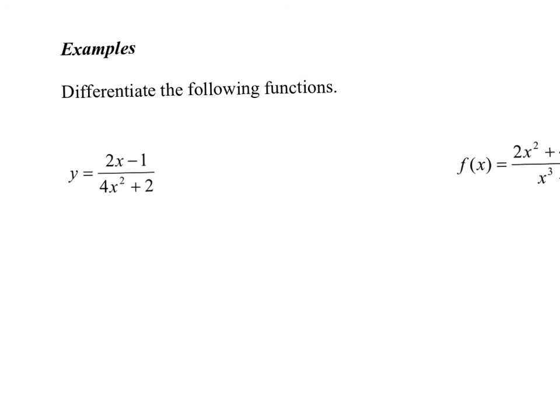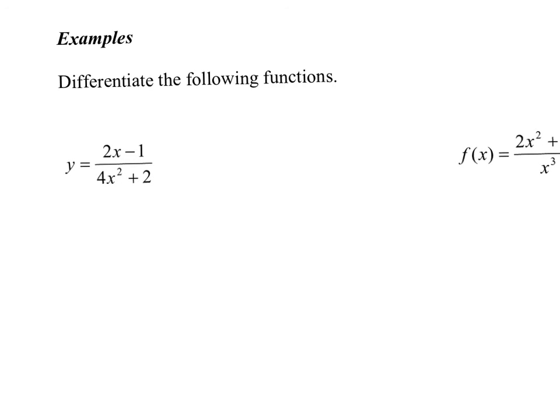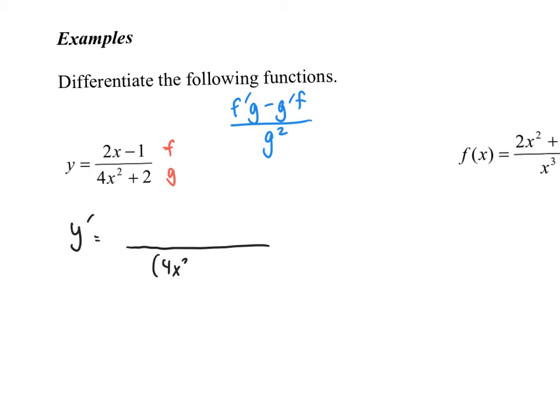So if we look at this first function, 2x plus 1 over 4x squared plus 2. So this is f and this is g, top and bottom. And I'm just going to rewrite my rule. F prime g minus g prime f over g squared. So to find y prime, I know the bottom is just going to be g squared. So there's nothing really crazy about that. So 4x squared plus 2 squared.